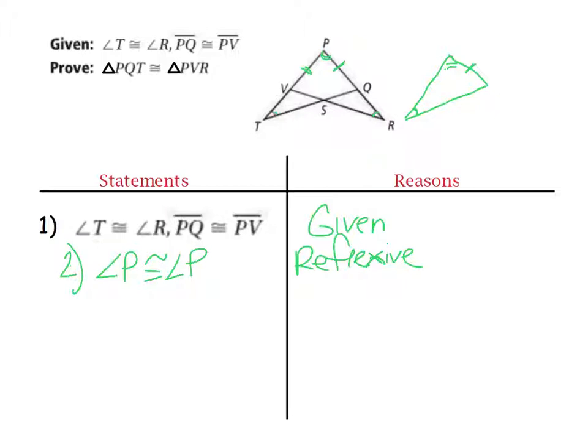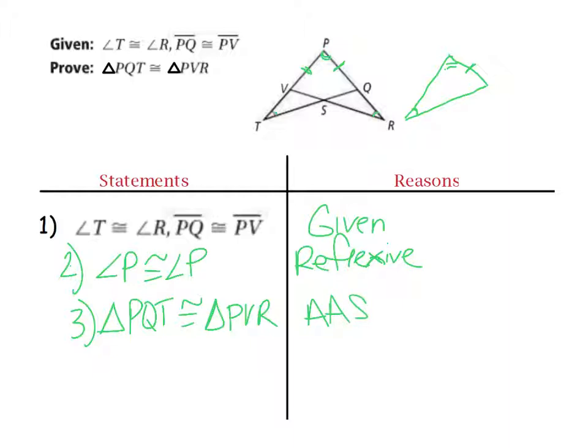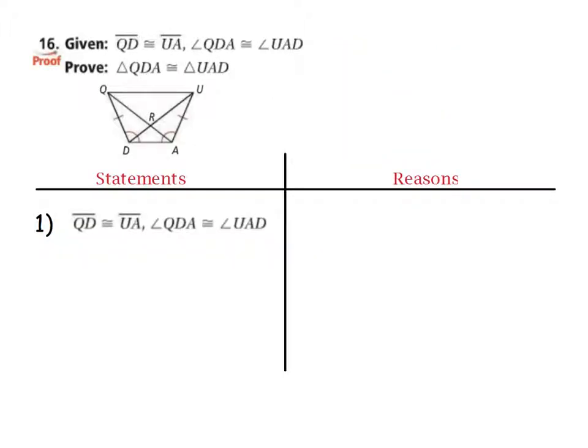All right, I got my triangles congruent, PQT congruent to PVR by angle side. All right, so be looking for things that share. That's what that proof is about. All right, and just because I can't get enough of them, let's do one more proof here.